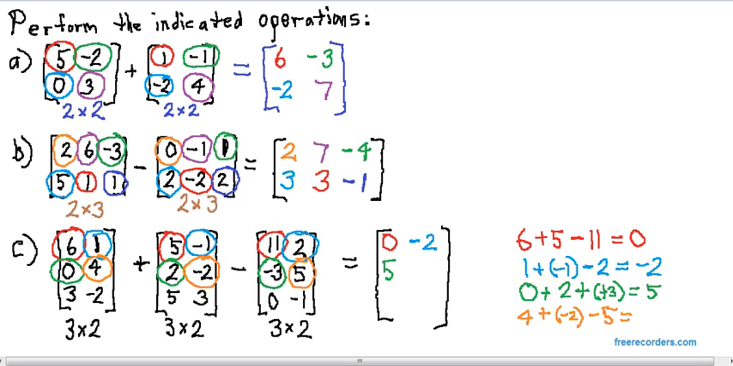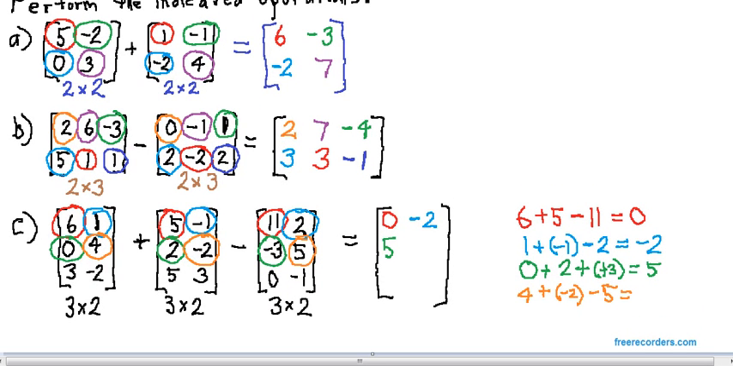Well, adding a negative is like subtracting a positive. So 4 plus negative 2 is like 4 minus 2. 4 minus 2 is 2. And then 2 minus 5 is negative 3. Again, you can do all of these on a calculator if you need to. Row 3, column 1. 3 plus 5 minus 0. 3 plus 5 is 8. 8 minus 0 is 8.